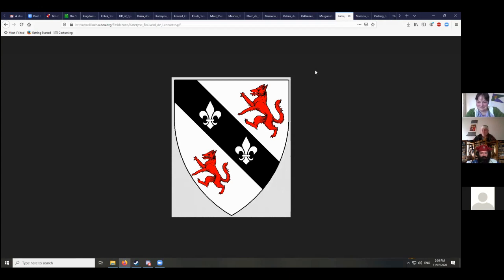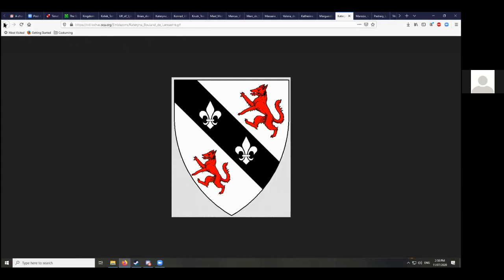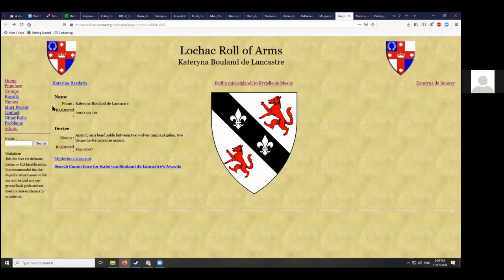What I'll do is quickly go back to the previous page that I clicked to show this image, and this is the blazon as registered. Argent on a bend sable between two wolves rampant gules, two fleurs-de-lis pale-wise argent. The pale-wise says they're in the pale-wise direction rather than aligned with the bend, which is good heraldic practice to define. Because if you put something onto an ordinary, it aligns its long axis parallel to the long axis of that ordinary.